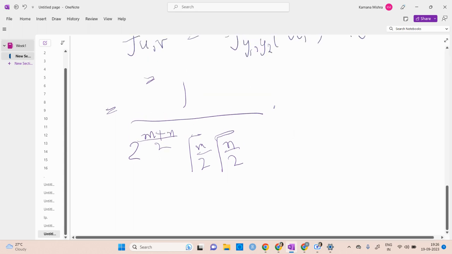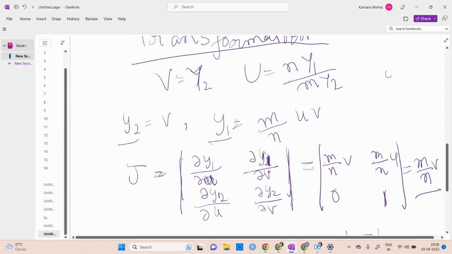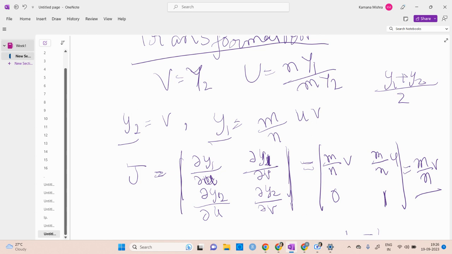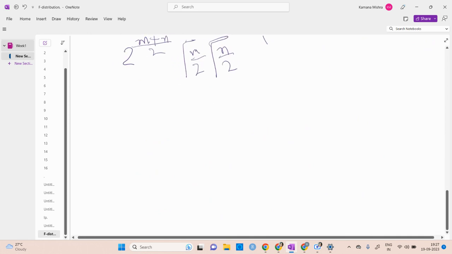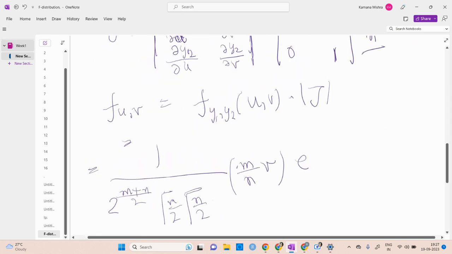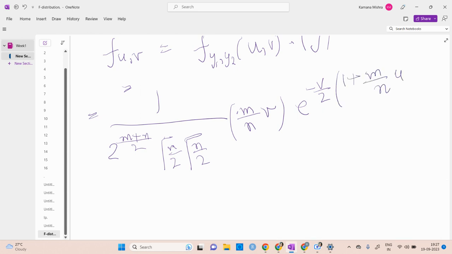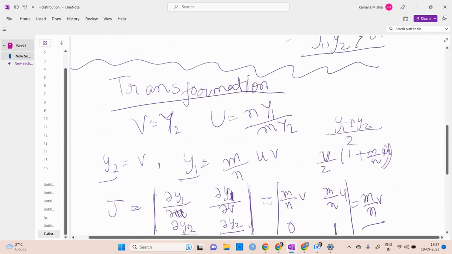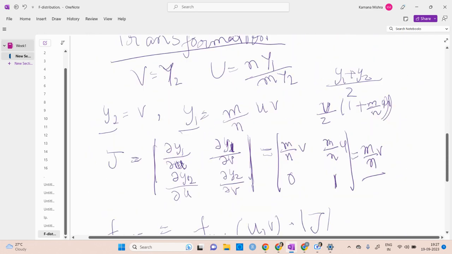And then we will have one multiplication of m upon n v, which is the Jacobian, and then e to the power y1 plus y2 upon 2, we can write it as v upon 2 times 1 plus y2... So v is common here, so we can take v upon 2, and then it will be 1 plus m upon n u, right? So it will be e to the power minus v upon 2, 1 plus m upon n u, and then it will be multiplied by y1 to the power m by 2 minus 1. So y1 is what? m upon n u v.